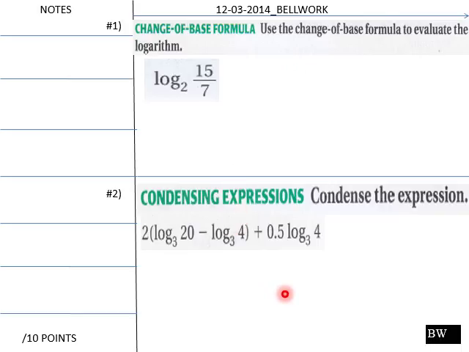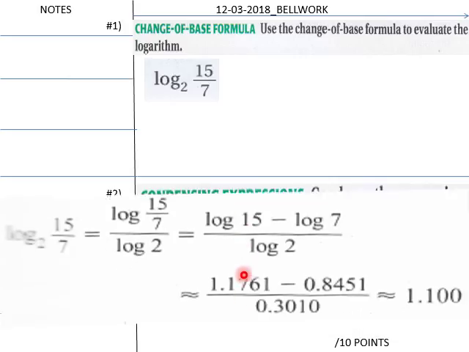Teachers, here's your bell work for your students. Give them about 5 minutes to do these. Change of base formula. This is in part 2, part 3 of the preceding lesson. And then condensing this lesson here. This again would be in part 2, part 3 of 4.5.